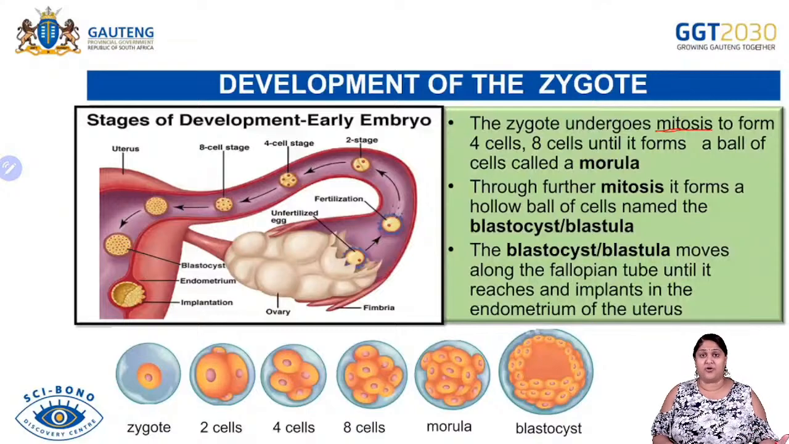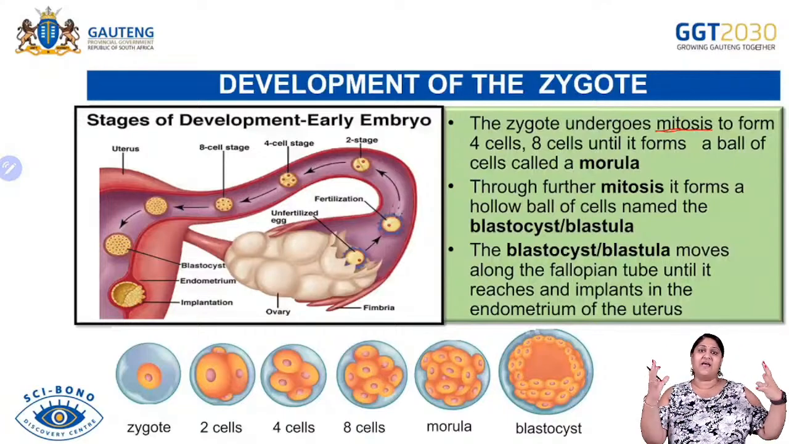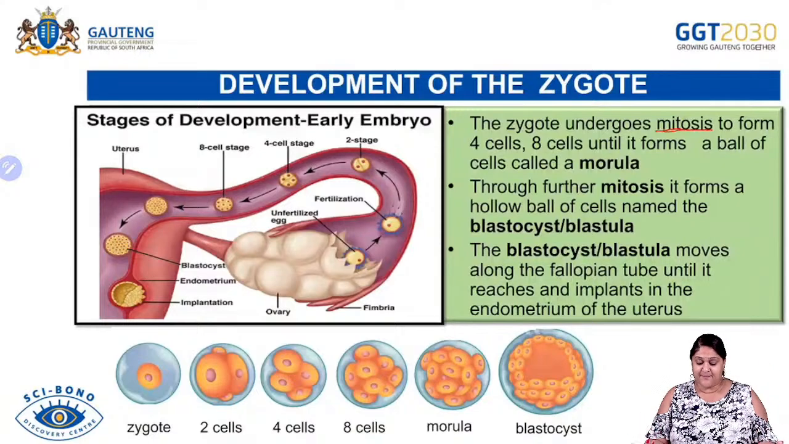Mitosis is needed for growth, for repair, but in this instance, it's specifically meant for growth. What's going to happen is that the cells need to divide, and divide, and divide, so that the structure can actually grow and become bigger and more developed. So the zygote is going to undergo mitosis to form 4 cells, and then 8 cells, until it forms a solid ball of cells called the morula.